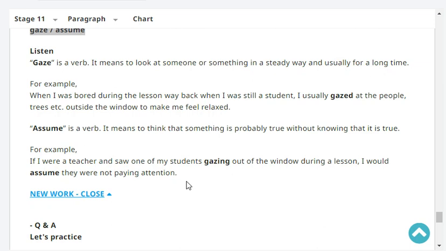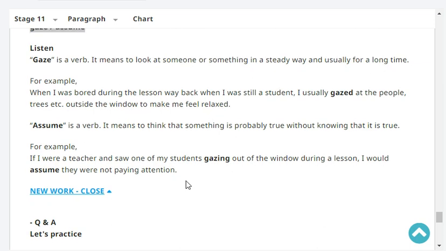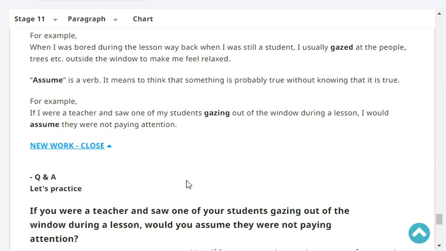Assume is a verb. It means to think that something is probably true without knowing that it is really true. For example, if I were a teacher and saw one of my students gazing out of the window during a lesson, I would assume they were not paying attention.